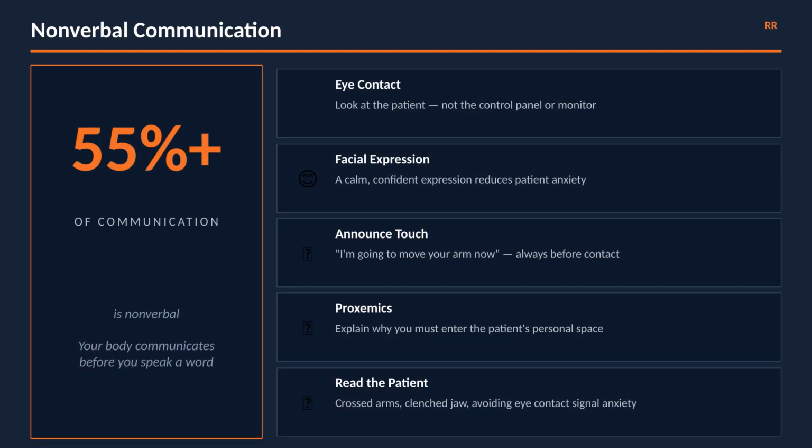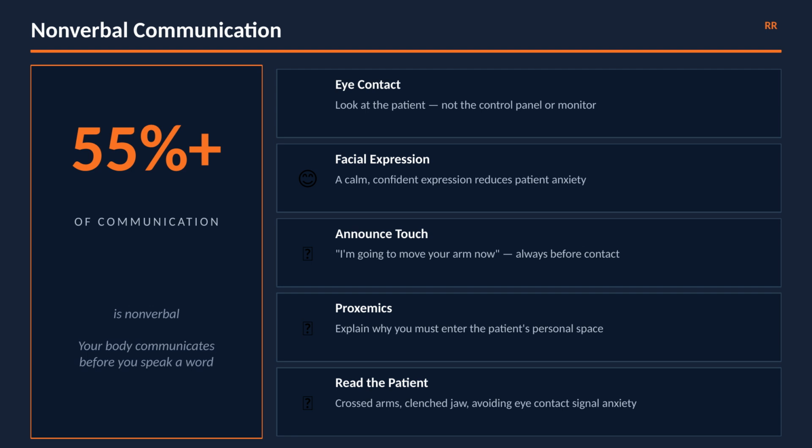Studies consistently show that more than half of human communication is nonverbal. Your body communicates before you speak a single word. Make eye contact with the patient, not the control panel, not the monitor. Keep your facial expression calm and confident. A worried look on your face raises the patient's anxiety immediately.